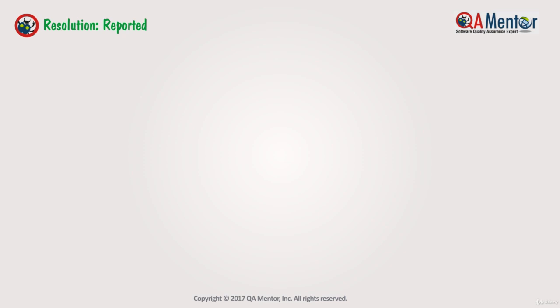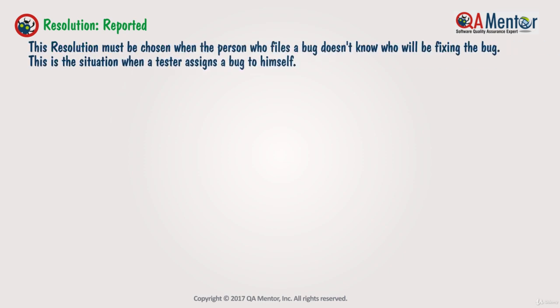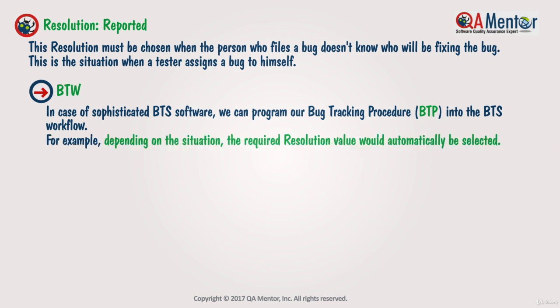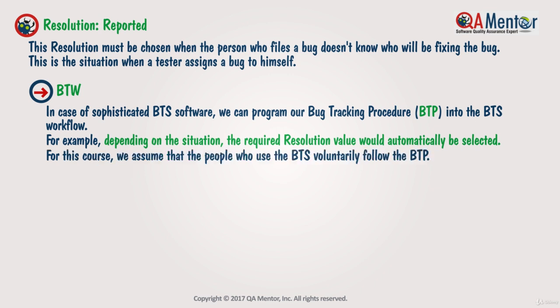Resolution reported. This resolution must be chosen when the person who files a bug doesn't know who will be fixing the bug. This is the situation when a tester assigns a bug to himself. By the way, in case of sophisticated BTS software, we can program our bug tracking procedure into the BTS workflow. For example, depending on the situation, the required resolution value would automatically be selected. For this course, we assume that the people who use the BTS voluntarily follow the BTP. See Bug Vault, bug number 2.